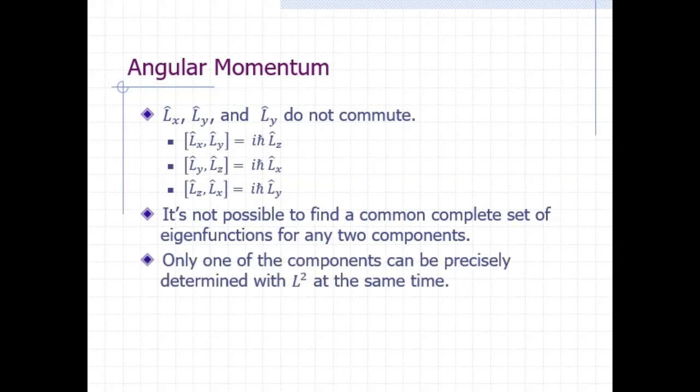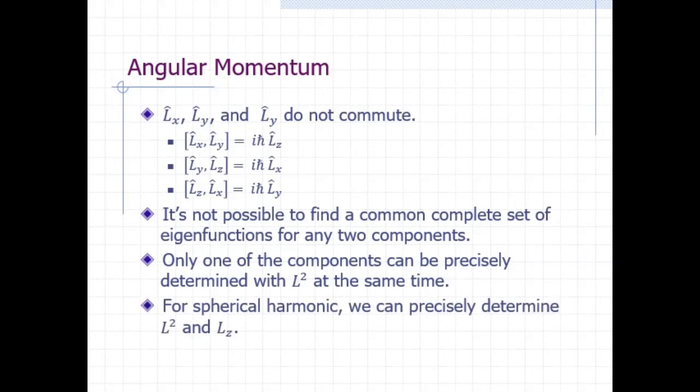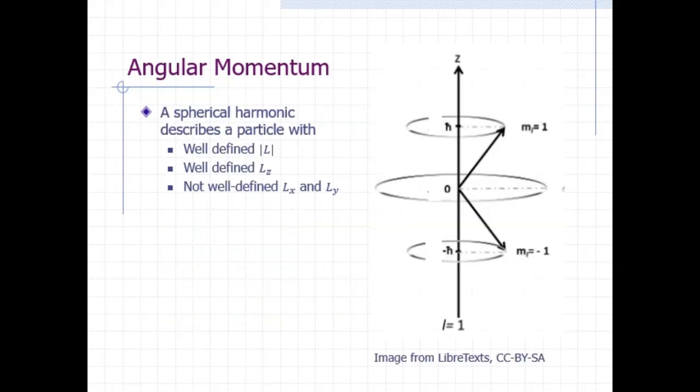It also means that if we try to measure angular momentum, we can precisely determine the magnitude and only one of the components at the same time. If the quantum state is described by a spherical harmonic, that would be the z component. A spherical harmonic describes a particle with an angular momentum that has a well-defined magnitude and a well-defined z component. But we have absolutely no idea what the x and y components are.